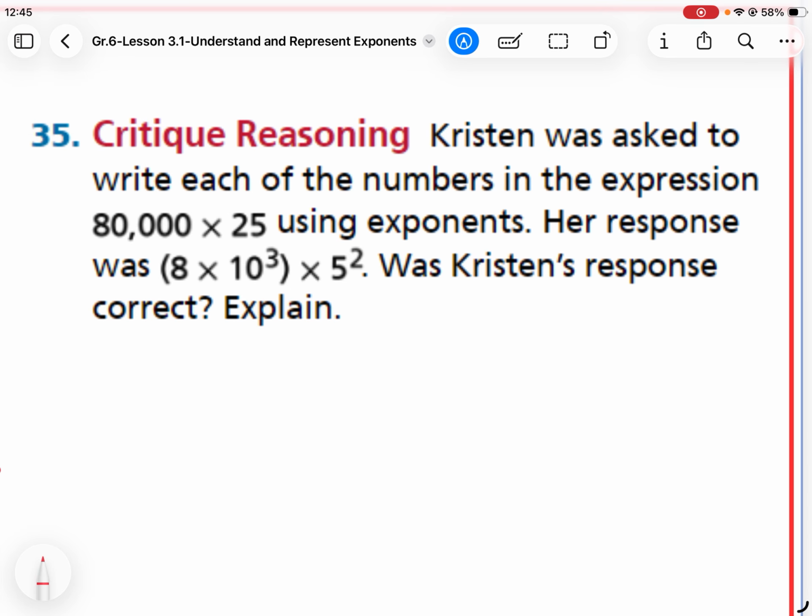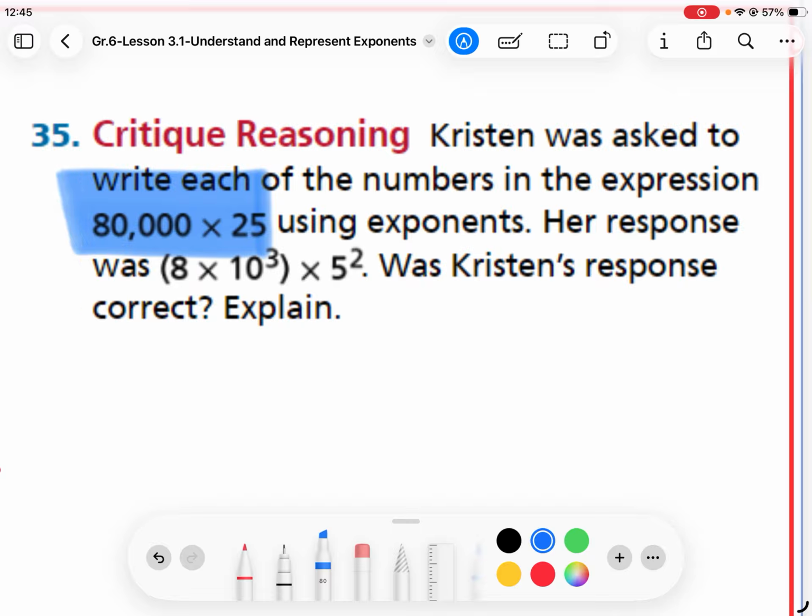We have here Christine was asked to write each of the numbers in the expression. Okay, that's the expression that she's talking about. They asked her to write it using exponents. Her response was 8 times 10 to the power of 3 and 5 to the power of 2. Was Christine's response correct? What do you think, guys?